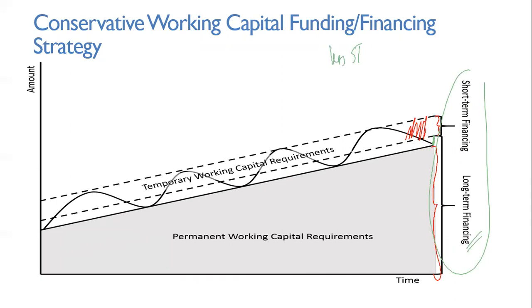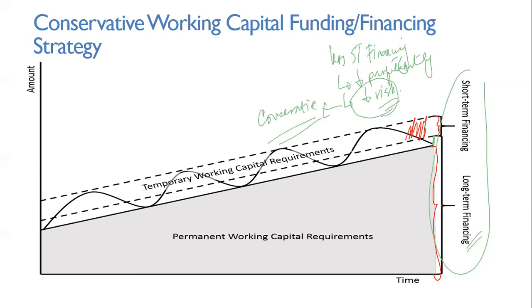There is less short-term financing. If there is less short-term financing, there is lower profitability. But there is also lower risk. And since the company wants lower risk, it is more conservative in its working capital funding policy. Okay?